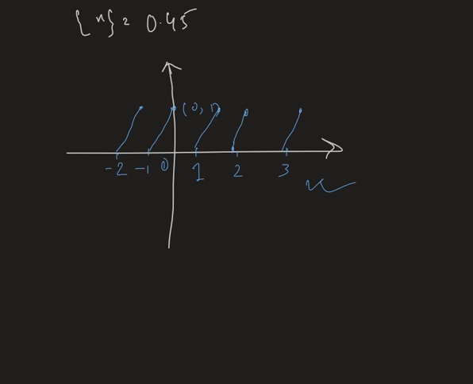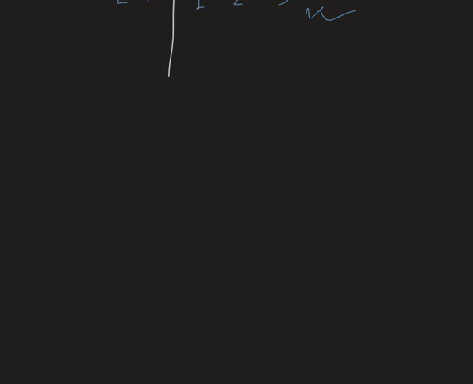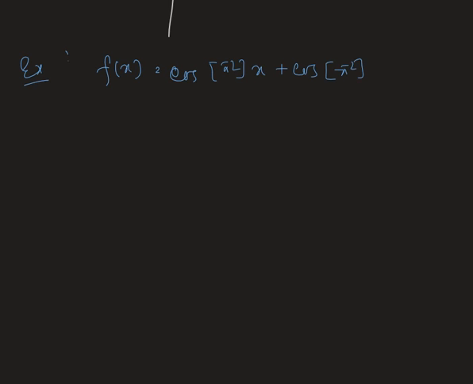Now we try to illustrate this with an example. Suppose f of x is equal to cos of pi square box x plus cos of minus pi square x, where box stands for the greatest integer function.